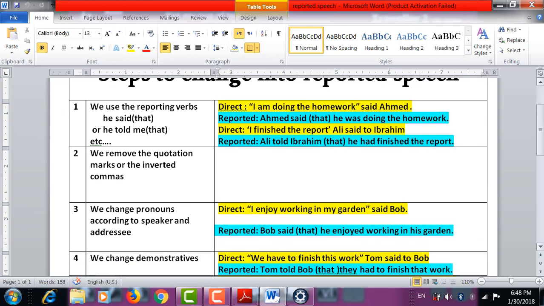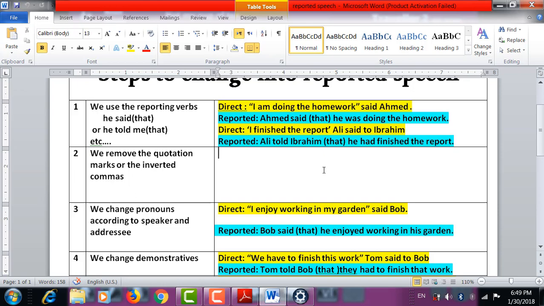The next step is to remove the quotation marks, or the inverted commas. These are the quotation marks at the beginning and the end of the sentence, and they mean that the sentence has not changed. This is the meaning of the inverted commas or quotation marks. So we remove them in the reported ones.